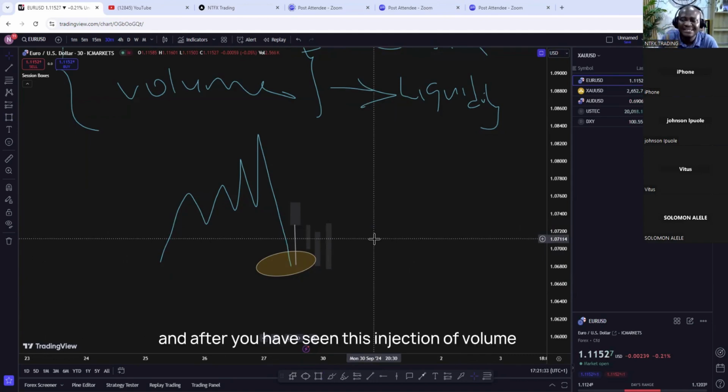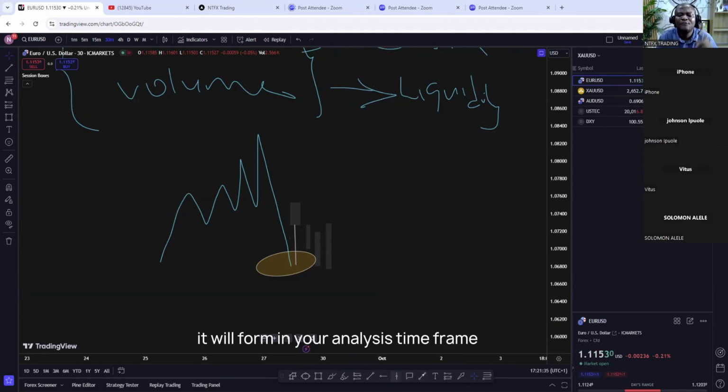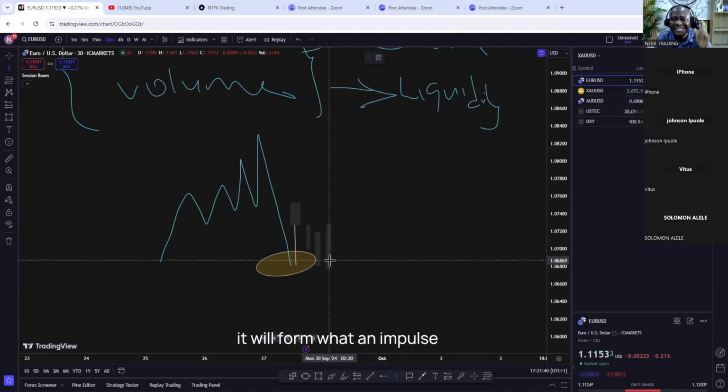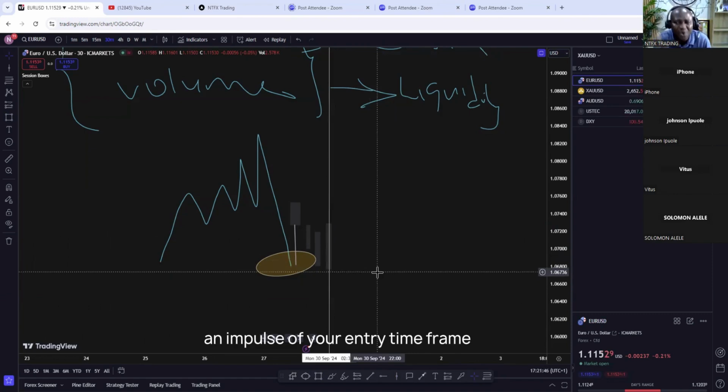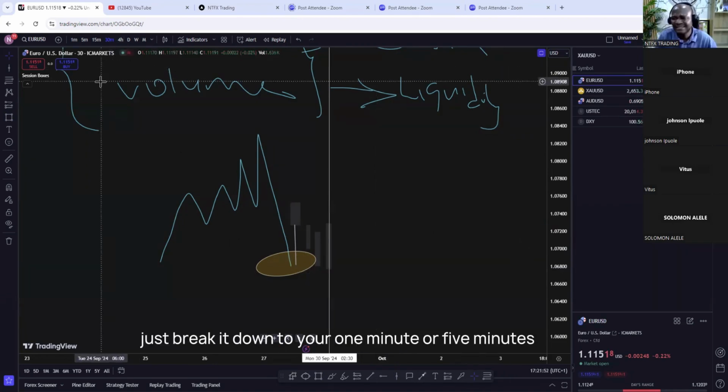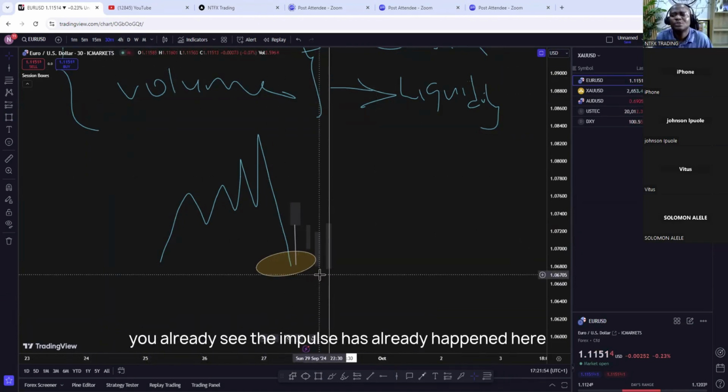After you have seen this injection of volume, it will form in your analysis time frame. After you have seen it, it will form what? An impulse. An impulse of your entry time frame. So all you do is take it from 30 minutes and break it down to your 1 minute or 5 minutes, and you already see the impulse has happened here.